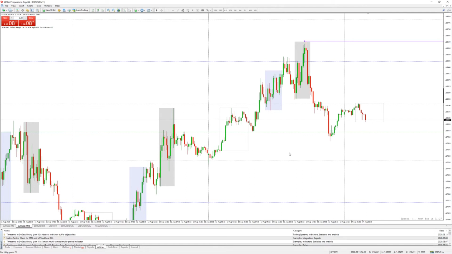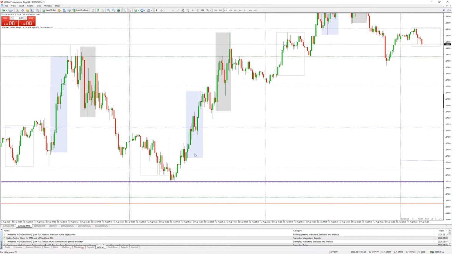That's the only way you can get sharp turns, especially at the intraday level. On the intraday, you always see a quick move and then a turn, a quick move and a turn.